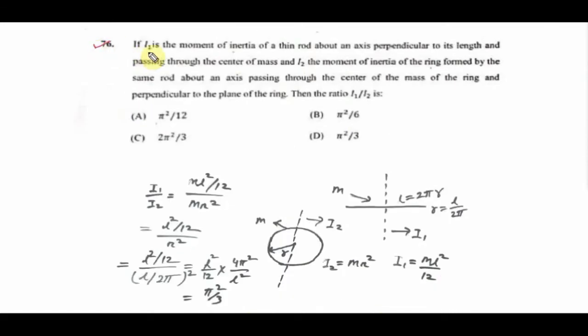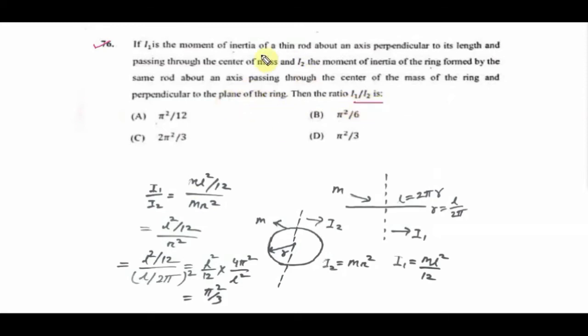Next, if I1 is the moment of inertia of a thin rod about an axis perpendicular to its length and passing through the center of mass, and I2 is the moment of inertia of the ring formed by the same rod about an axis passing through the center of the mass of the ring and perpendicular to the plane of the ring, then the ratio of I1 to I2 is.